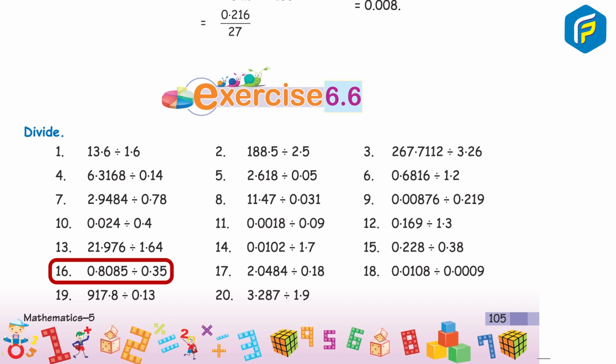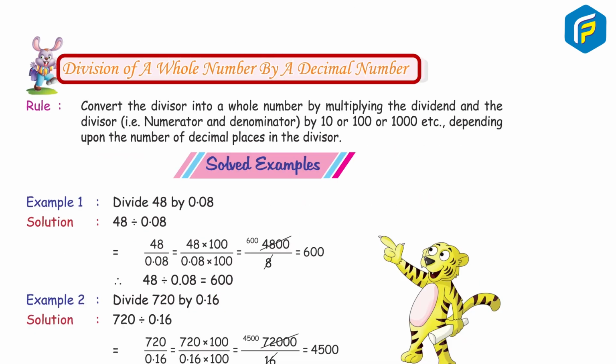16. 0.8085 divided by 0.35. 17. 2.0484 divided by 0.18. 18. 0.0108 divided by 0.0009. 19. 917.8 divided by 0.13. 20. 3.287 divided by 1.9.